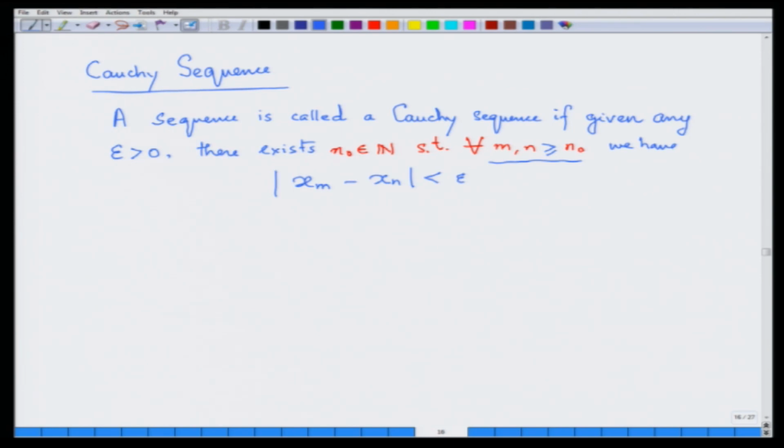So, why is a Cauchy sequence important in our studies? The reason is as follows. One, every convergent sequence is Cauchy. Two, every Cauchy sequence is bounded.